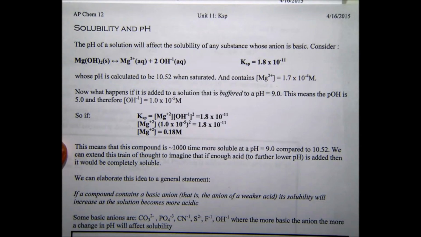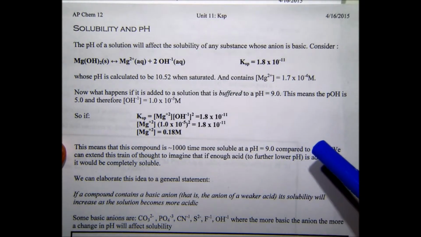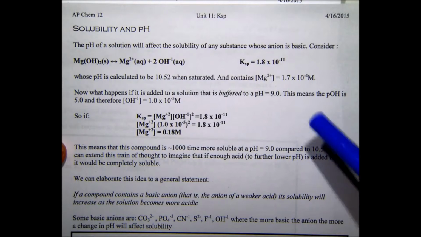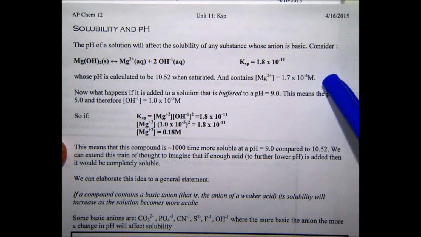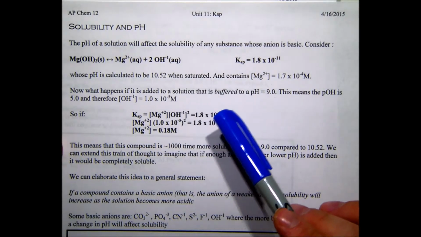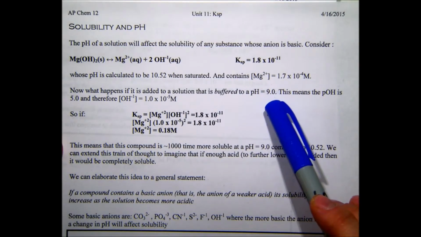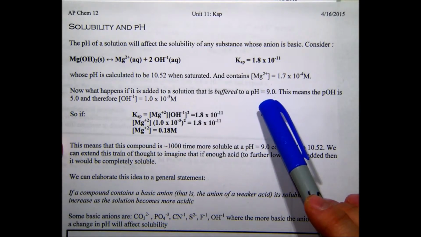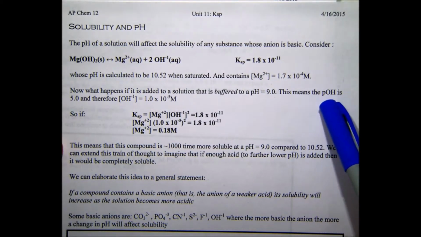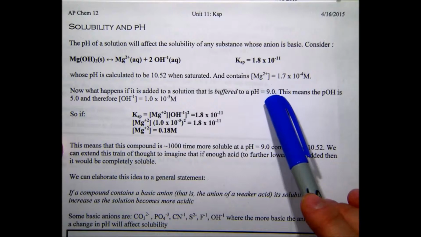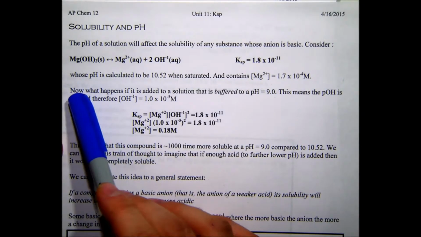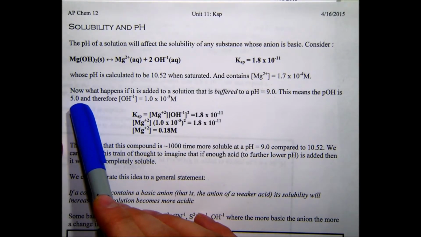There's no need for us to do that right now because we've done it multiple times in the last chapter. So you should be able to get that number, and it might be good practice for you to make sure that you can get those two values. So if we buffer the solution, that is, create a solution that's resistant to pH change, to a pH of 9, the pOH would then have to be the difference between 9 and 14. So 5 plus 9 is equal to 14. So pOH is equal to 5.